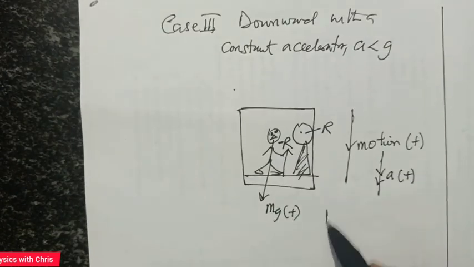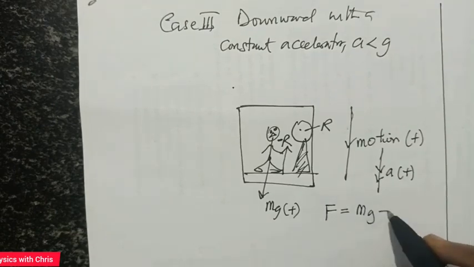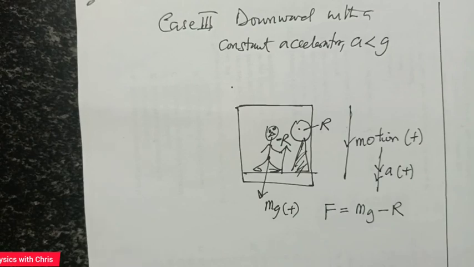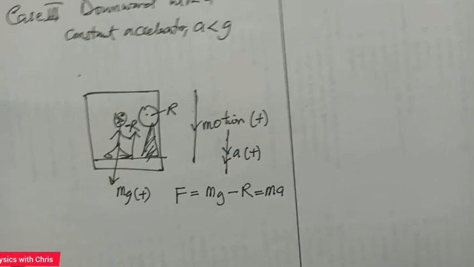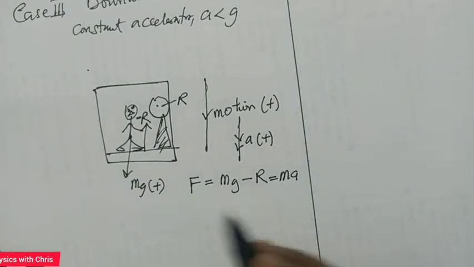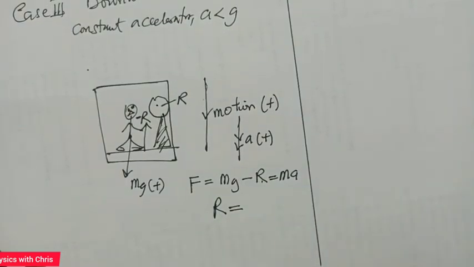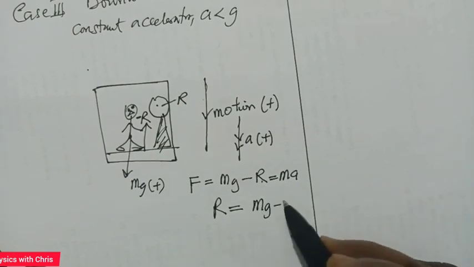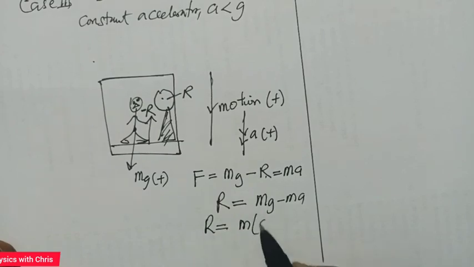So the resultant force on this lift or this individual is now mg, which is positive, minus the normal force, which is also going to be the reading displayed on the instrument. And from Newton's second law, that is mass times the acceleration. Now I'm going to look for the reading. Making the normal force R the subject of the equation gives me mg minus ma. So I can factor out my mass, that gives me m times g minus a.